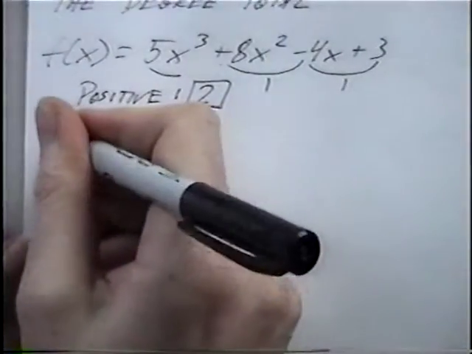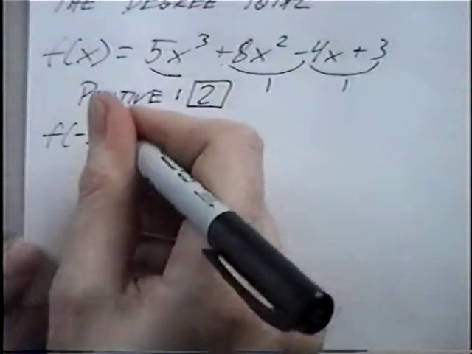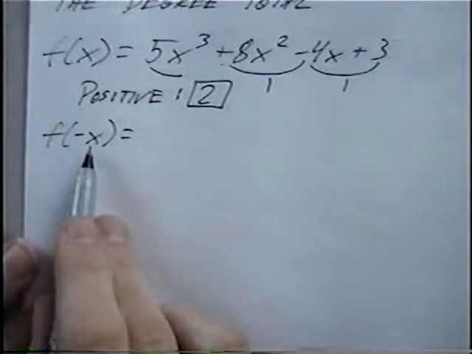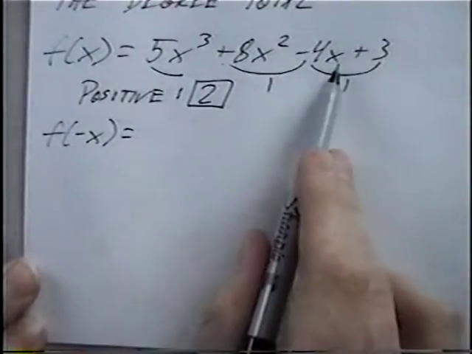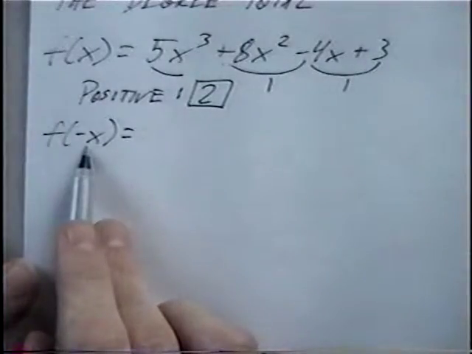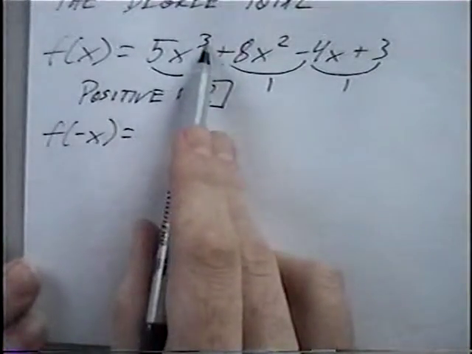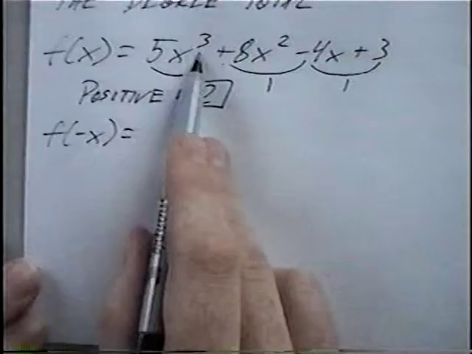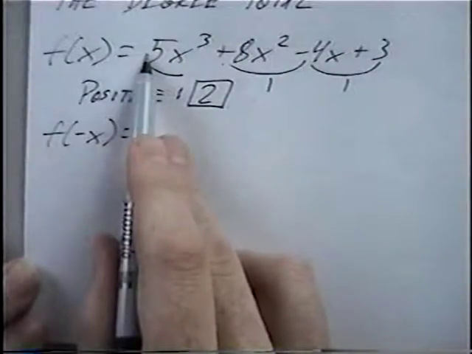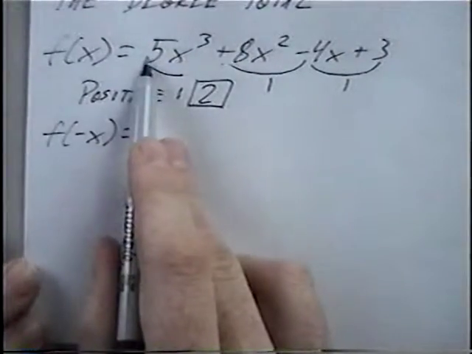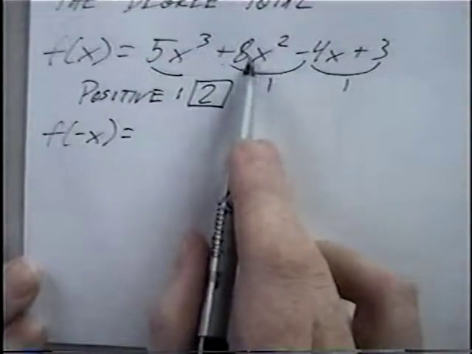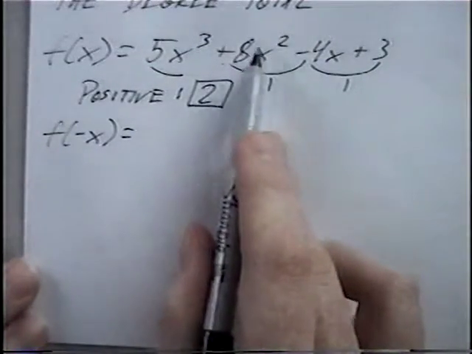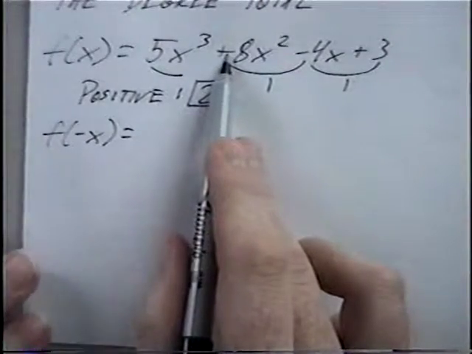For the negative zeros, we have to look at f of negative x. What f of negative x is, you're going to plug a negative x in for each x value. Basically, what that means is when you have an odd power to a negative number, that's going to change the sign. A negative cubed is still going to be negative, but when you plug a negative in squared, a negative times a negative will be positive, and that will keep this positive.